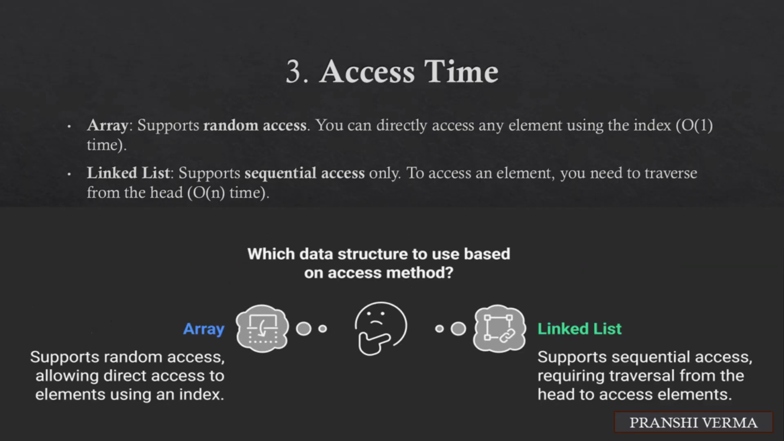Arrays support random access. This means you can directly access any element using its index in O(1) time. Linked lists support sequential access only. To access an element, you have to start from the head and traverse node by node until you reach the desired position. This takes O(n) time in the worst case.